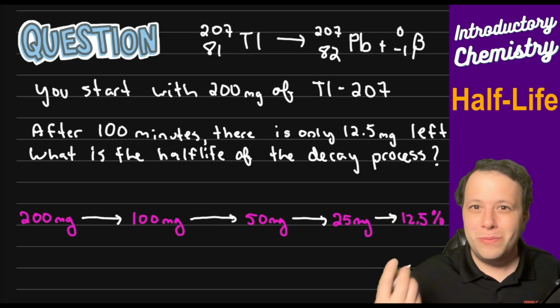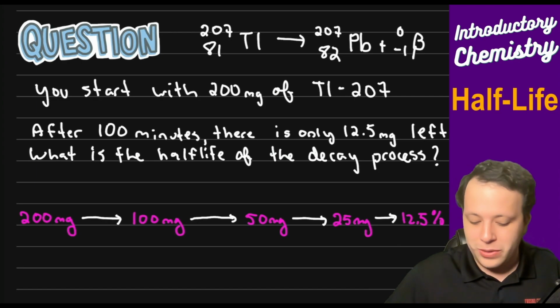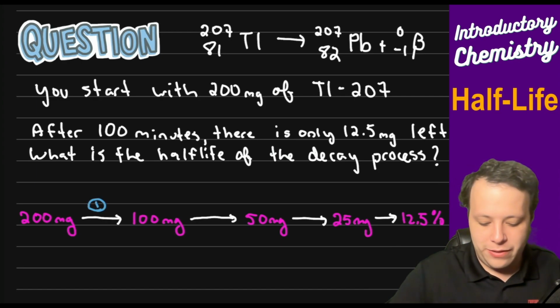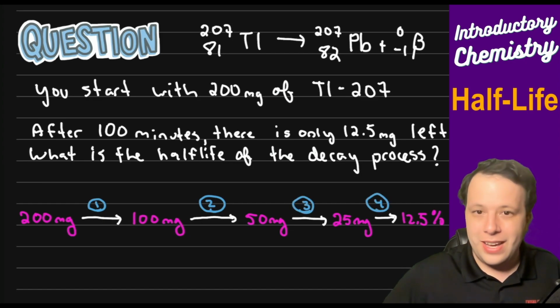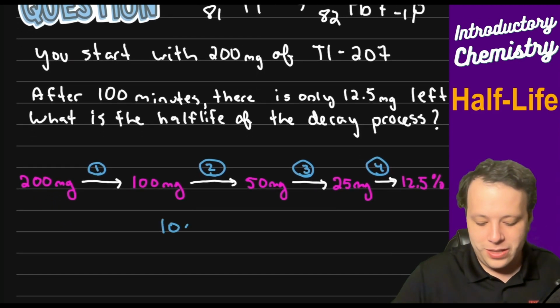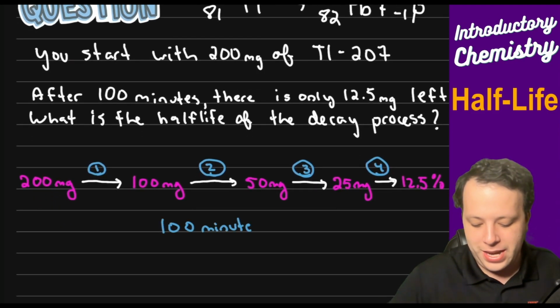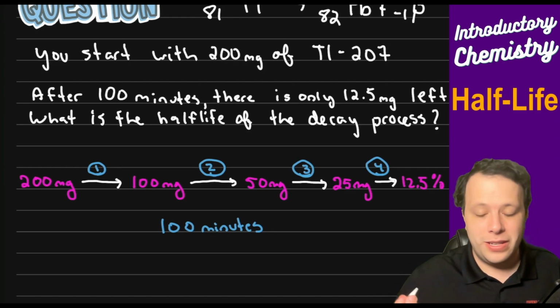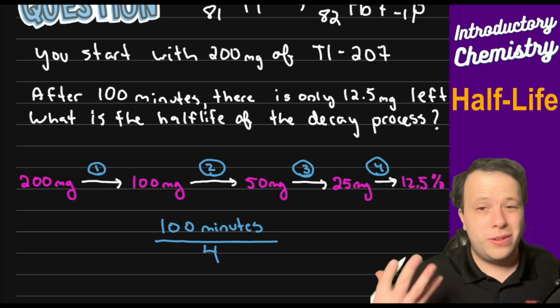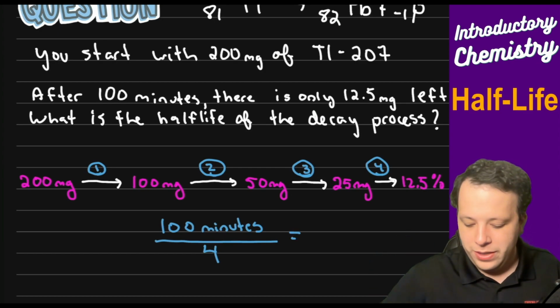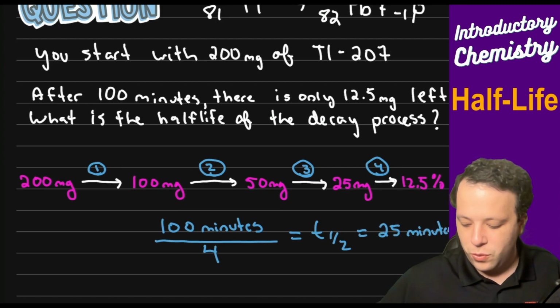Now, how much is our half-life? How do we do this? Well, as you can see, we have 1, 2, 3, 4 individual half-life intervals. We know that 100 minutes passed. So how would we figure out the half-life? We're just going to divide it by the number of intervals. So 100 divided by 4. And that's going to tell you our half-life, which in this case is 25 minutes for this particular reaction.